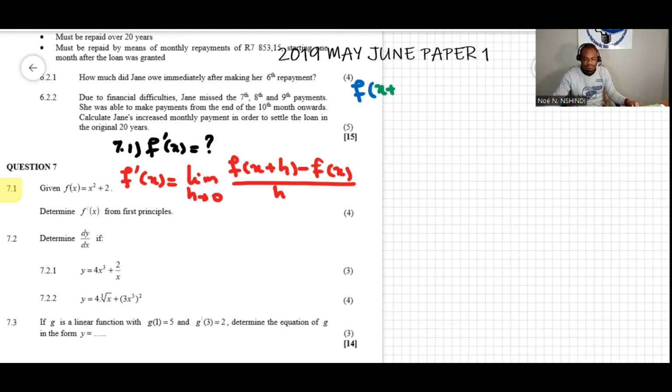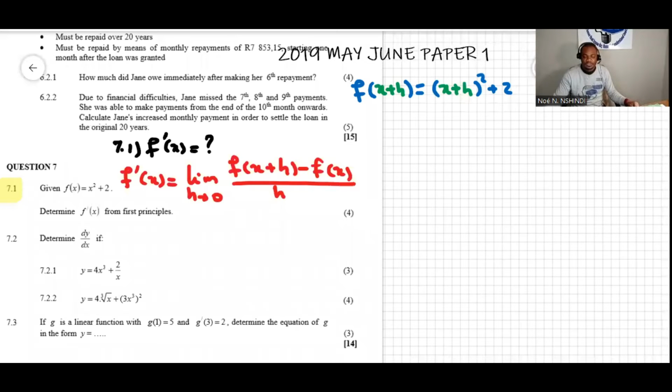Knowing that f of x plus h simply means wherever you have x, substitute by x plus h. Because f was initially given by x squared plus 2, over here I am going to write x squared plus 2, and over here I'm going to write x plus h.